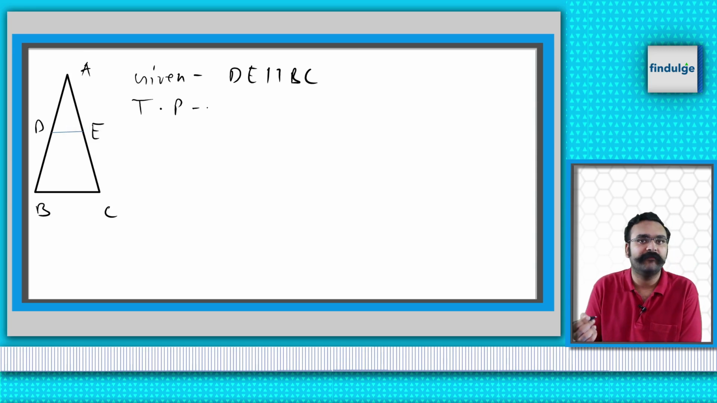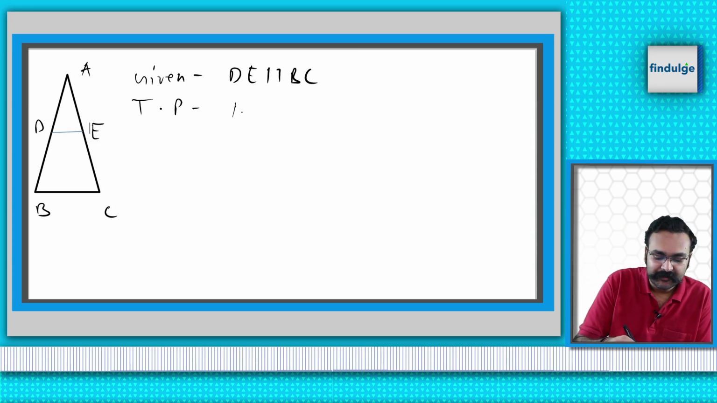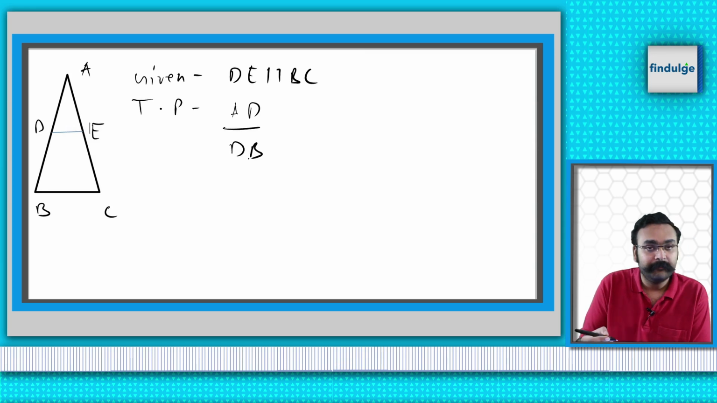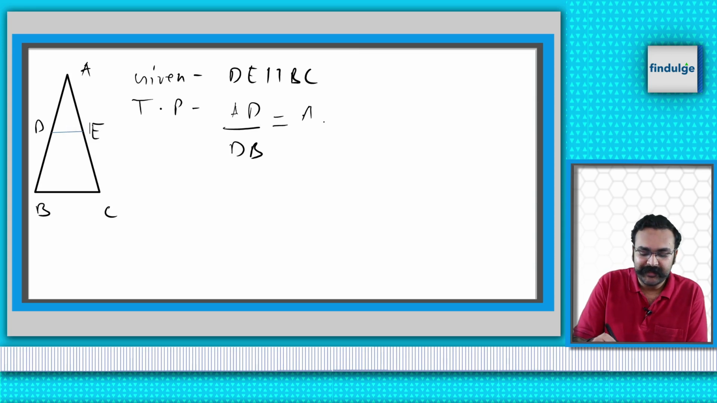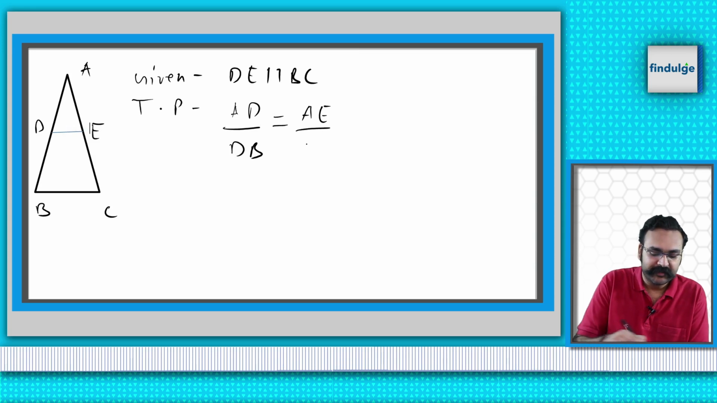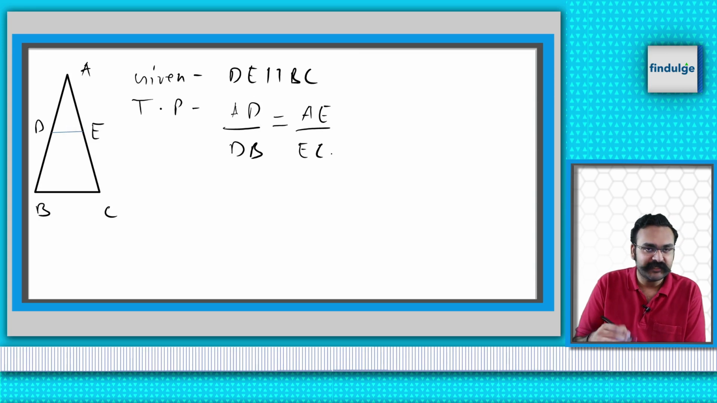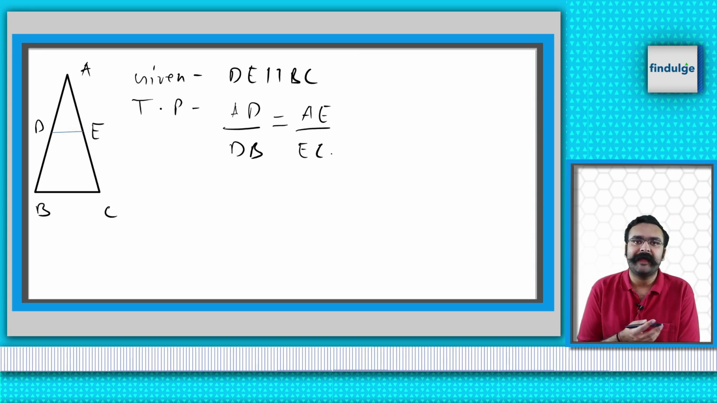Now, the way we're going to prove it is, obviously first we have to write 'to prove', and all we need to prove is that the ratio AD upon DB is equal to the ratio AE upon EC. Because obviously this is what it means for the parallel line to be dividing the two sides in equal ratios. These are the ratios.